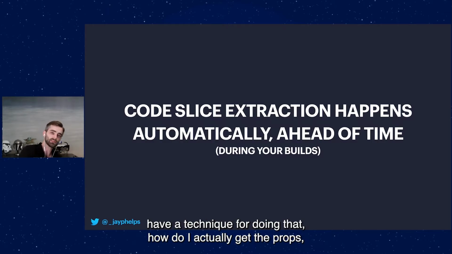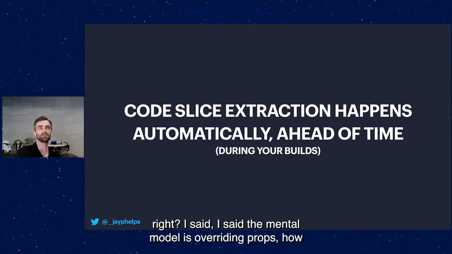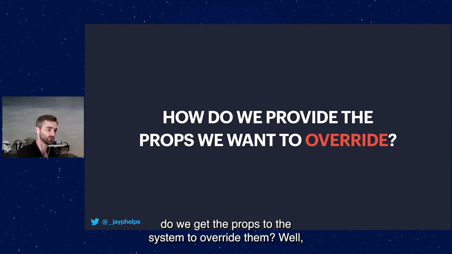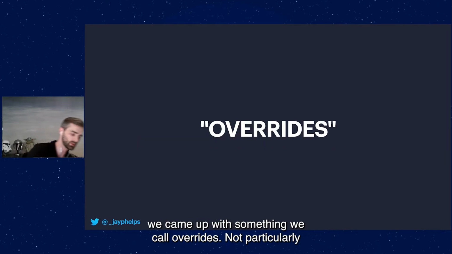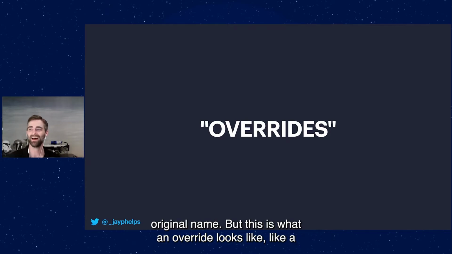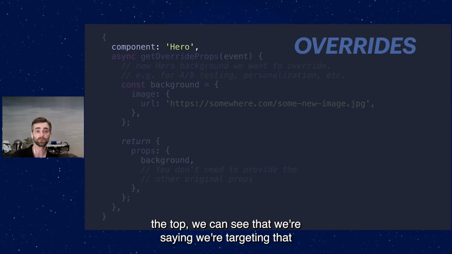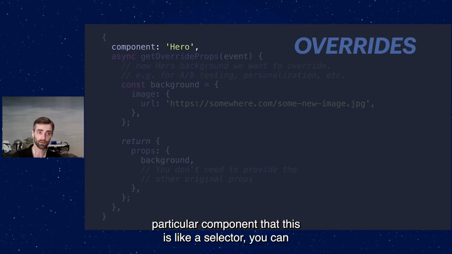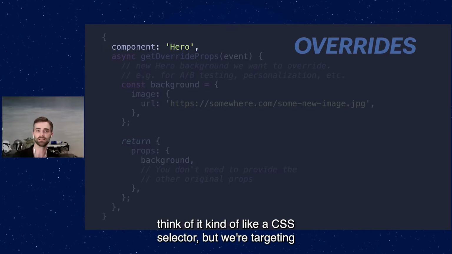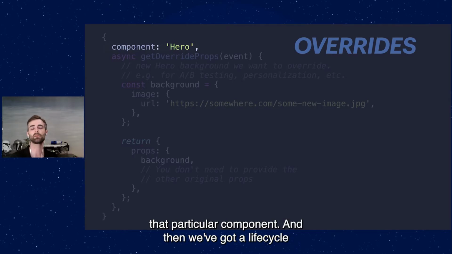Awesome. So now that we have a technique for doing that, how do I actually get the props, right? I said the mental model is overriding props. How do we get the props to the system to override them? Well, we came up with something we call overrides, not a particularly original name, but this is what an override looks like, a very simple hello world sort of override for that component. At the top we can see that we're targeting that particular component. Now this is like a selector. You can think of it kind of like a CSS selector, but we're targeting that particular component.